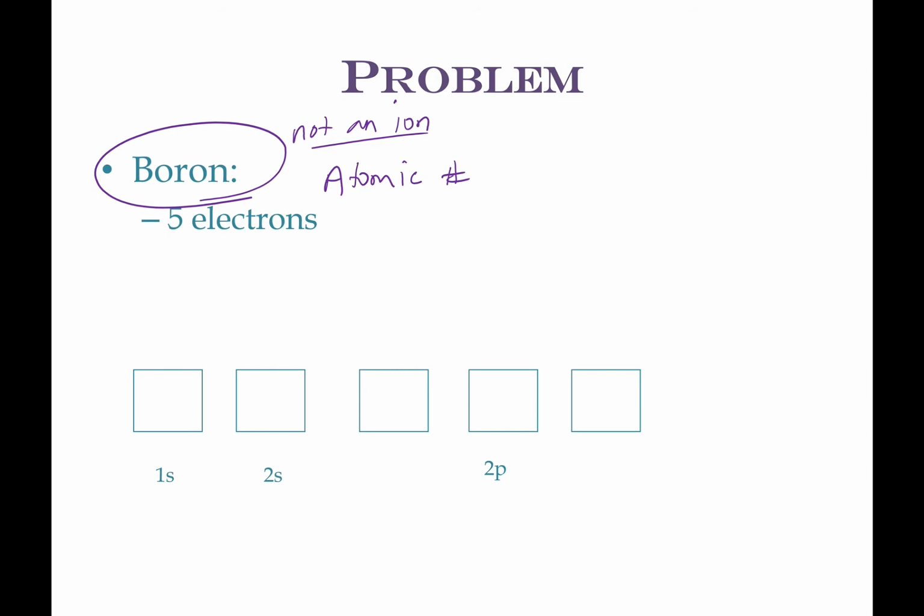All right, so here is our orbital diagram. Fill in the 5 electrons, 1, 2, 3, 4, 5, and we end up with an electron configuration of 1s2, 2s2, 2p1.